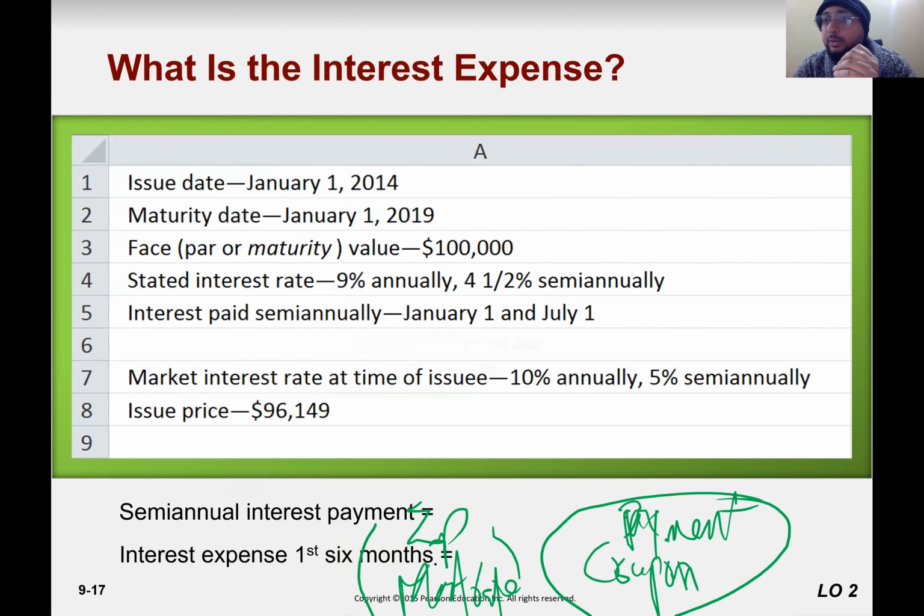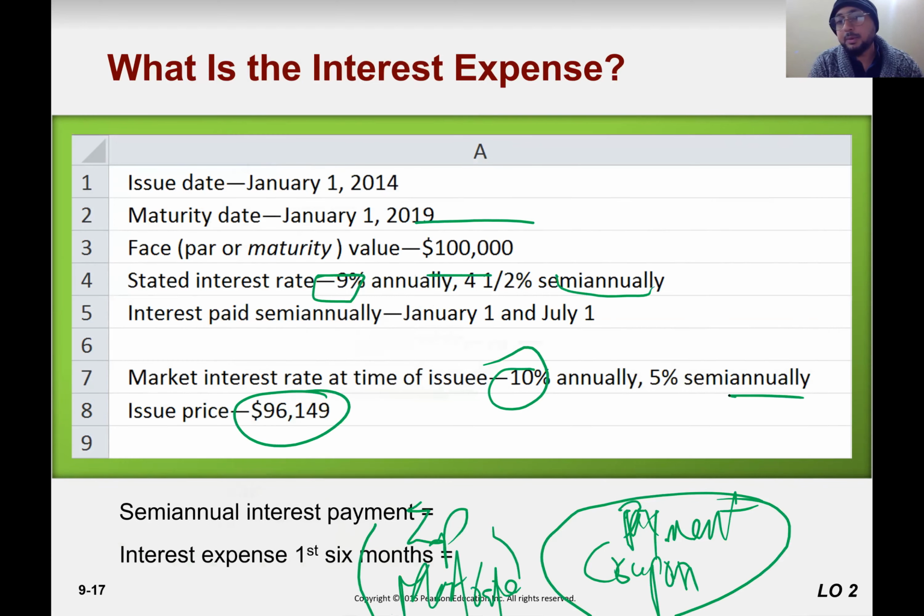So now we will fully utilize these two interest rates. We have an illustration here, the same illustration. The company issued a bond worth 100,000, but the company received 96,149 because of the discount, and the coupon rate is 9% and the market rate is 10%. It is semi-annual, and payments are on January 1st and July 1st, right?